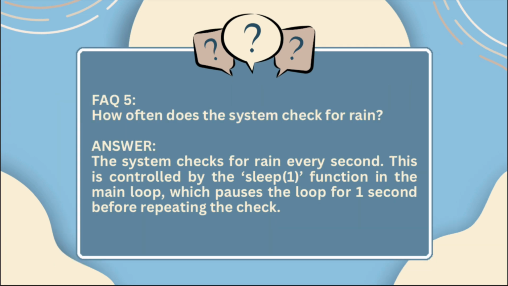And the last question is, how often does the system check for rain? The answer is, the system checks for rain every second. This is controlled by the sleep(1) function in the main loop, which pauses the loop for 1 second before repeating the check.